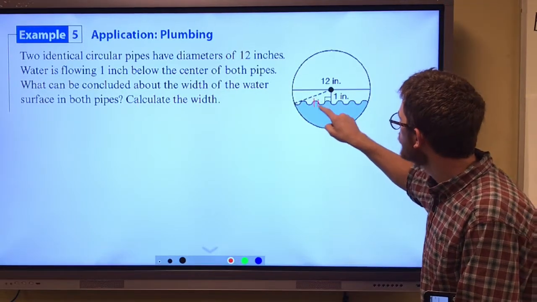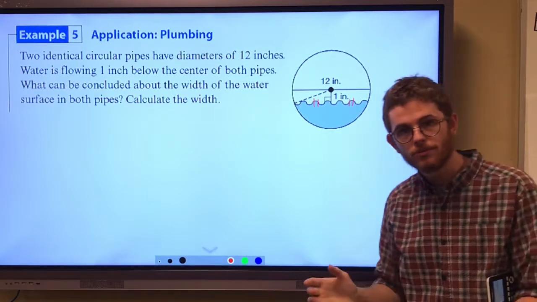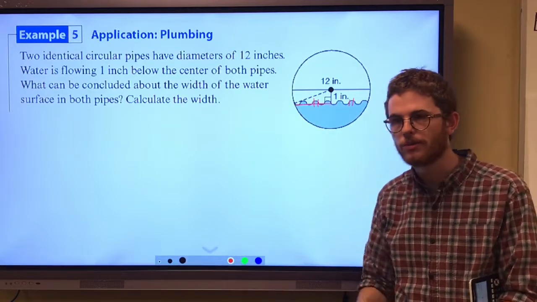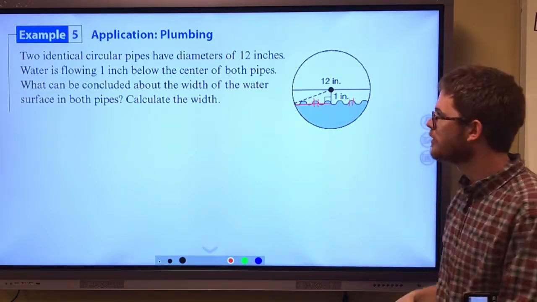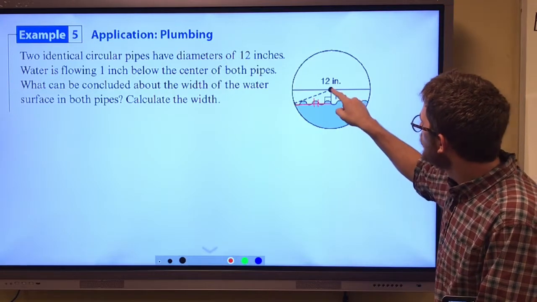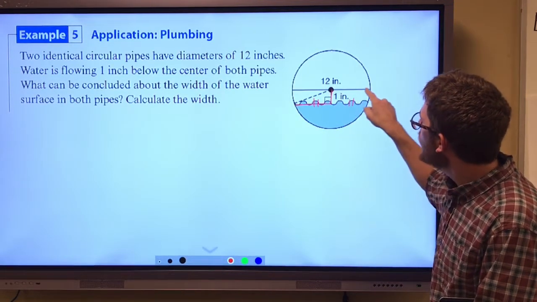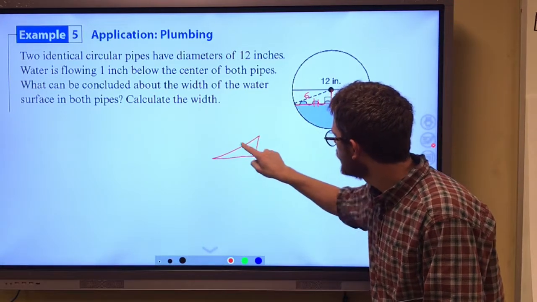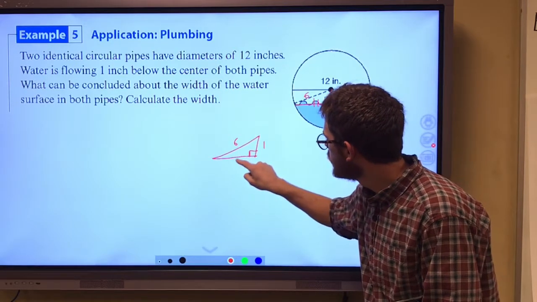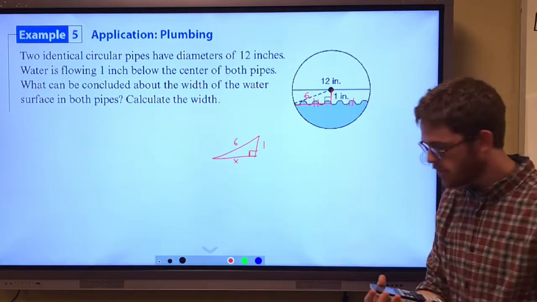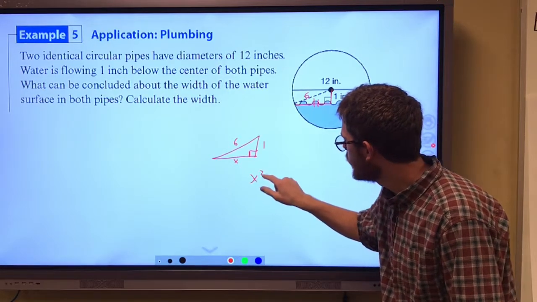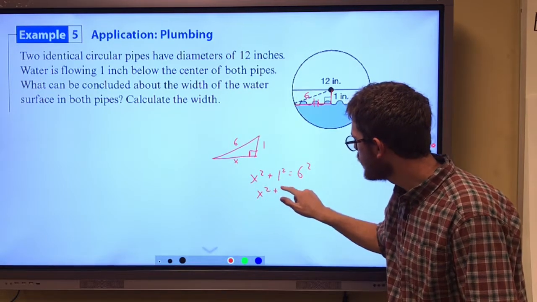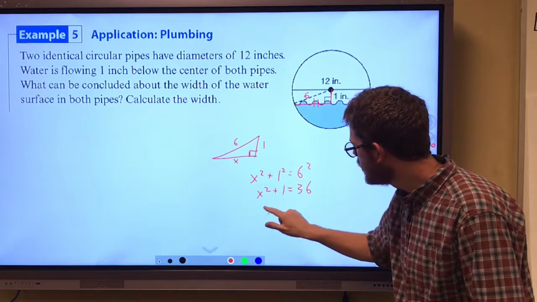Perpendicular to that from the center, it's going to bisect it, so it's going to be equal. So if we can just find this piece right here, the third side of that right triangle, well, then we can double it to get the other side. This is 1 inch. Because our diameter is 12, we know the radius is 6. So I'm going to draw out that triangle for us. That's 6, 1. Looking for that missing piece right there. Pythagorean theorem, this guy, x squared plus 1 squared equals 6 squared. X squared plus 1 equals 36.